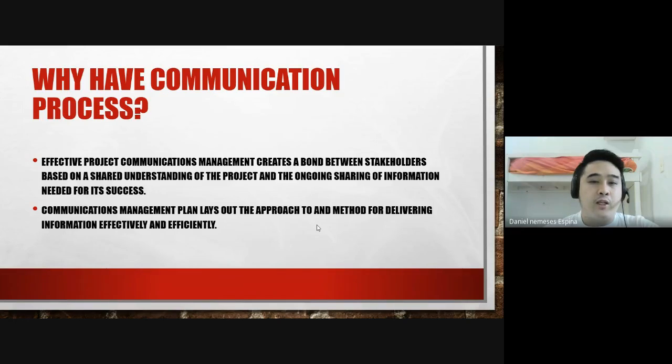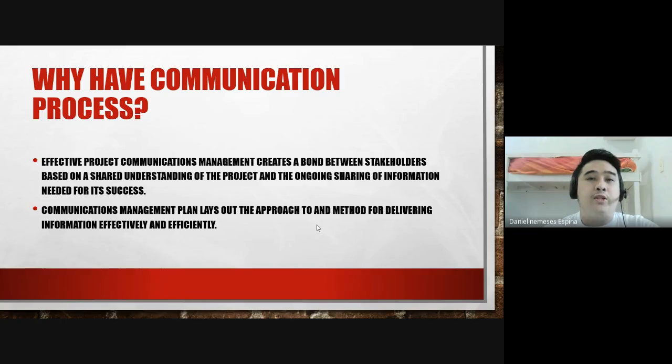After communicating with your customers and different stakeholders, the project manager needs to communicate that effectively to the project team. Effective communication really plays a big part in the success of the project. The communications management plan lays out the approach and the method for delivering information effectively and efficiently.